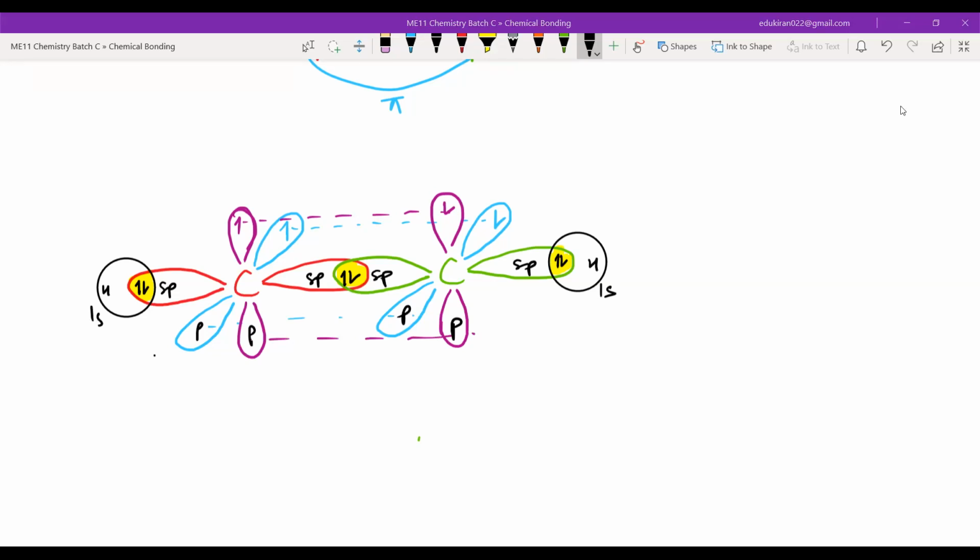What will be the angle here? The angle here at carbon is 180. Yeah, triple bond carbon. You have hydrogen, then you have hydrogen. So this angle is also 180 degrees. This angle is also 180 degrees.